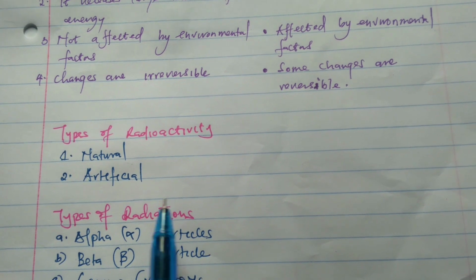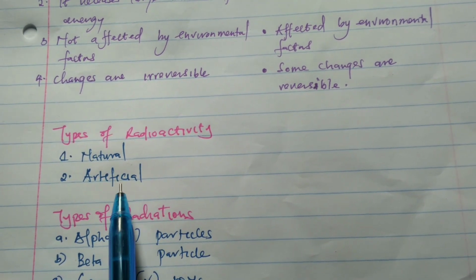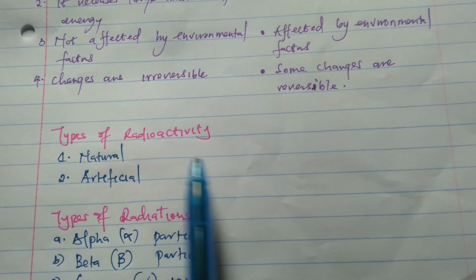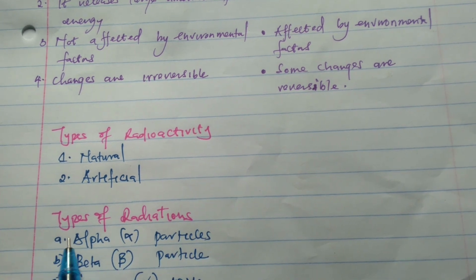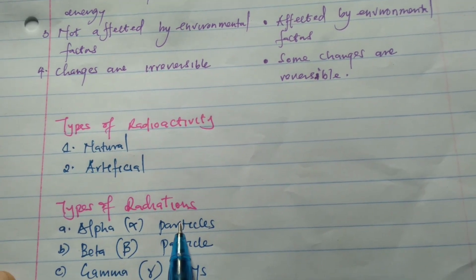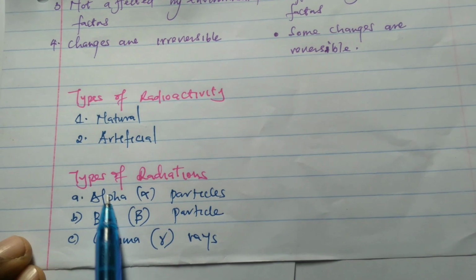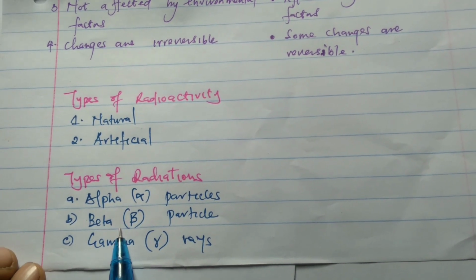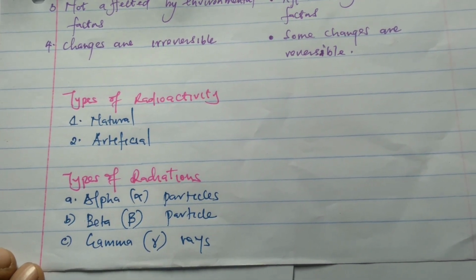There are two types of radioactivity, natural and artificial, but we'll not dive much deeper into that. And we have types of radiation, which are 3. We have alpha, beta, and gamma radiations.